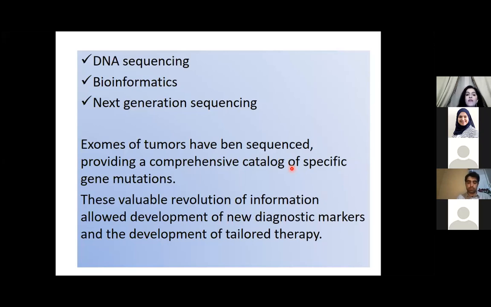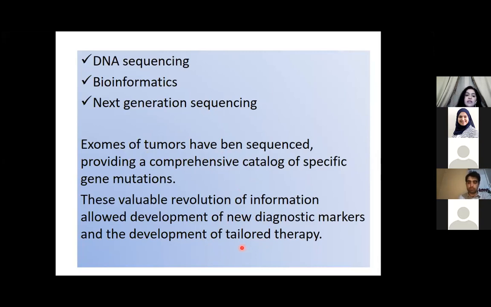The progression of biotechnological tools in the last decades, like DNA sequencing, bioinformatics, and next generation sequencing, means we can now know the sequence of many tumors. This provided us with a comprehensive catalog of specific gene mutations. This revolution of knowledge allowed us to develop new diagnostic markers and tailored therapy, so that each patient is treated separately.